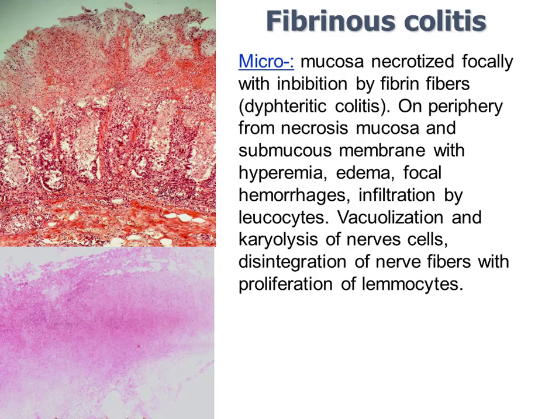Histological examination shows deep necrosis of the mucous membrane. Necrotic masses are impregnated with fibrin and diffusely infiltrated by neutrophils, with the formation of a fibrinous film. This is the picture of diphtheritic colitis. Submucosal edema and hemorrhage are present. In the nerve plexus of the colon there are dystrophic and necrotic changes, which look like vacuolization, karyolysis of nerve cells, and disintegration of nerve fibers with proliferation of lemmocytes.